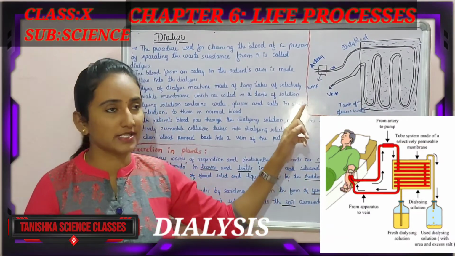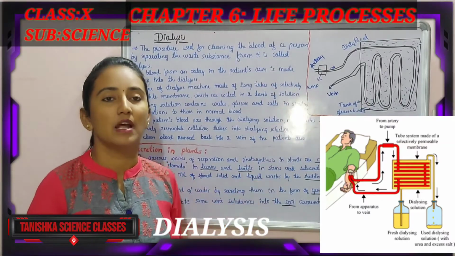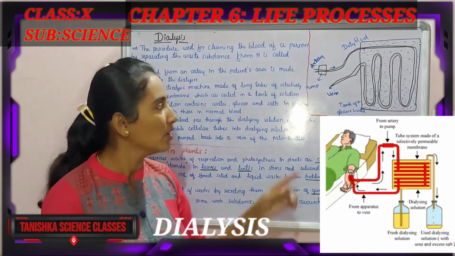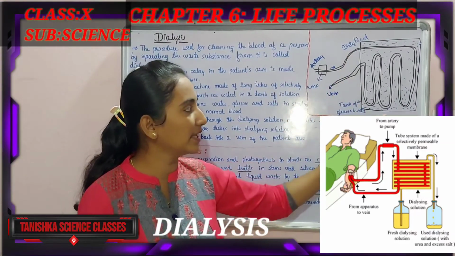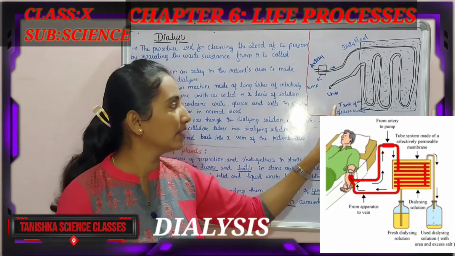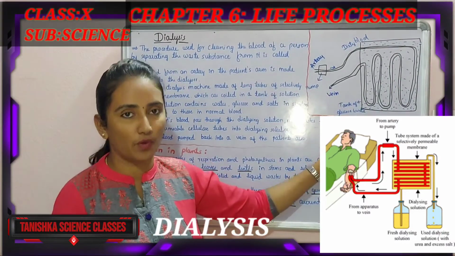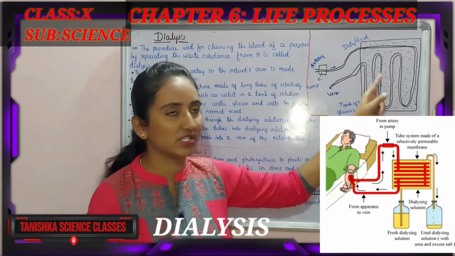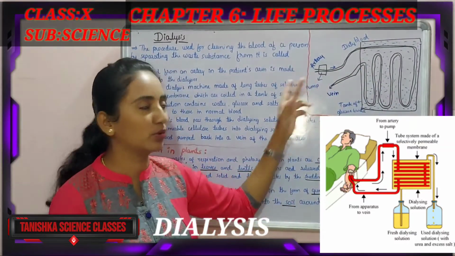You can observe the diagram here. One diagram I have drawn, it is nothing but the process of dialysis. What all the things are there in the process of dialysis, you can observe here. This dialyzer contains a tank, called the dialyzer tank. It contains glucose and water, and you can observe the tube-like structure. The tube will have two ends.